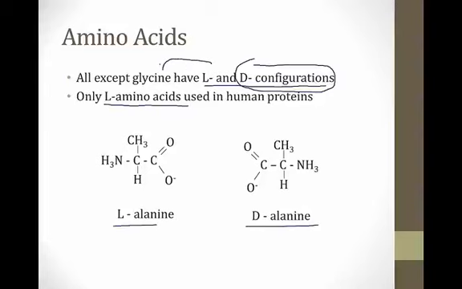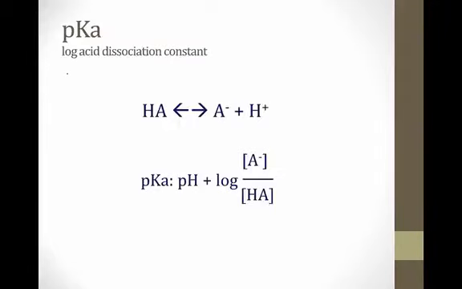And glycine is the only amino acid that does not have L and D configurations because its structure is so simple that you can't make a form of it that is a mirror image of another form. That is not true for all the other amino acids. For the next few slides, I'm going to discuss the acid-base features of amino acids, and in order to do that, we need to review a few basic concepts of how acids and bases behave in solution.